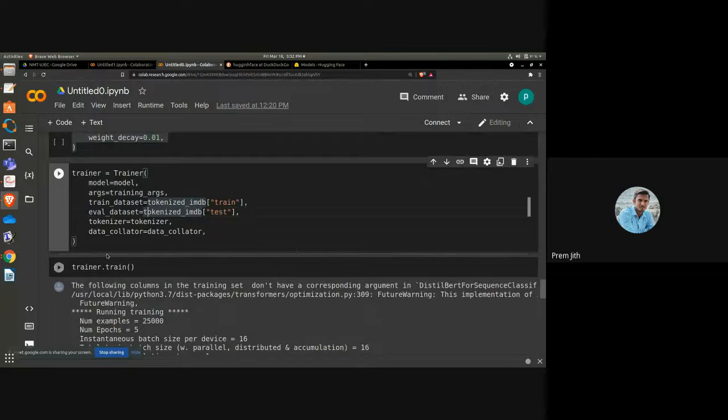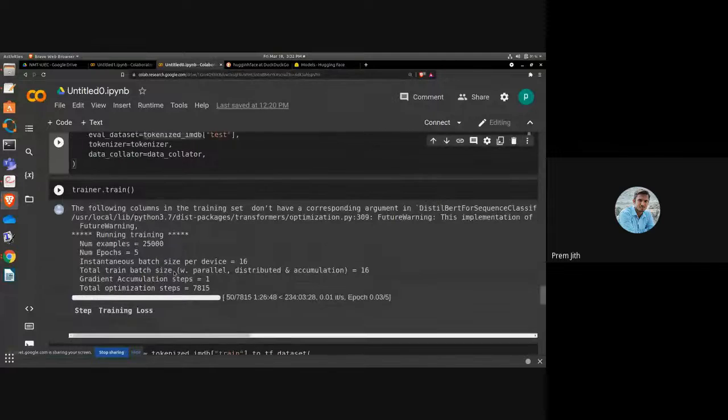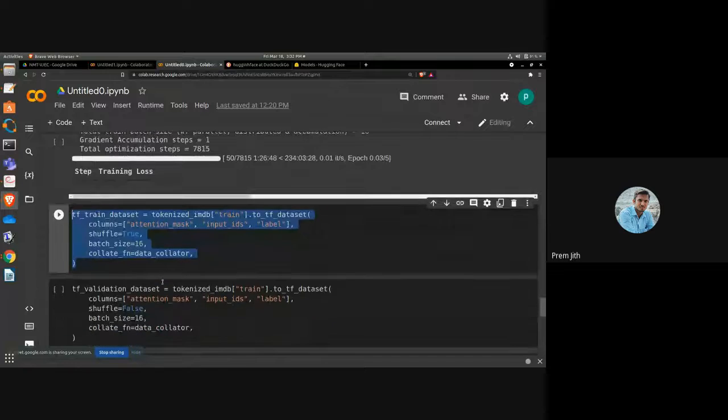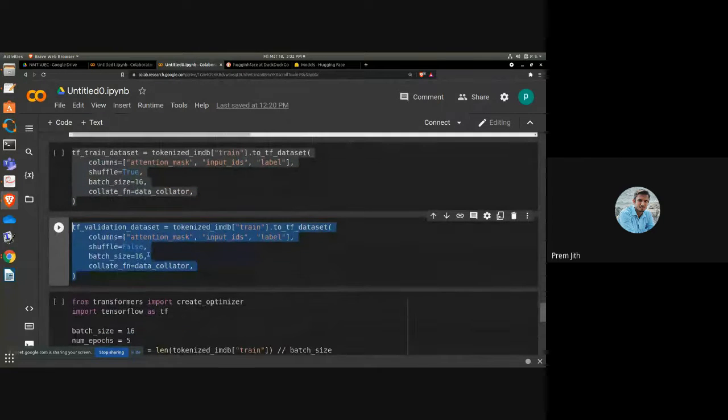Once you define the trainer arguments, then you can start training the model. Trainer is equal to Trainer. This way we can train the network, and TF train dataset is equal to tokenized IMDb train to DF. The dataset columns part is not required for our analysis. This is also not required. This is for comparison only, but we don't require that now.